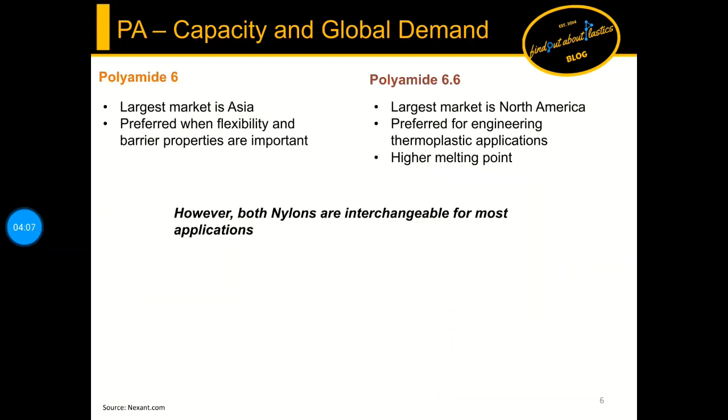Geographically, you can state that Asia is the largest market for PA6 and it is preferred when flexibility and barrier properties are important. North America is the largest market for PA6.6 and is mainly selected for engineering thermoplastic applications due to a higher melting point. Important to note is that both nylons are interchangeable for most applications.